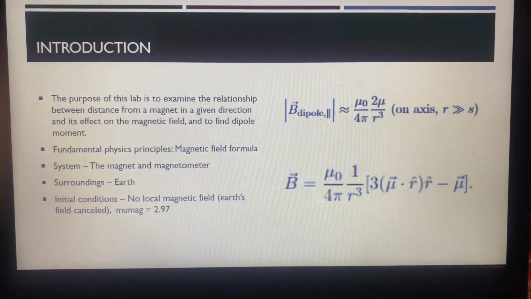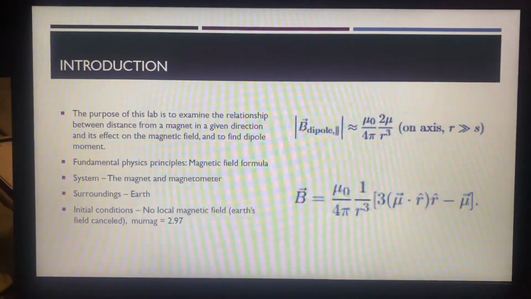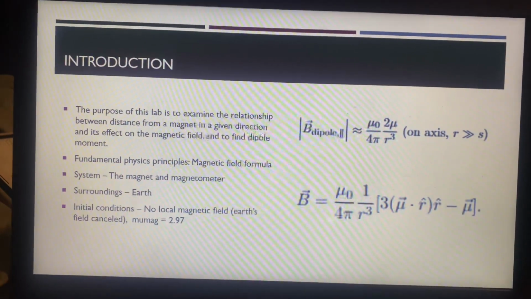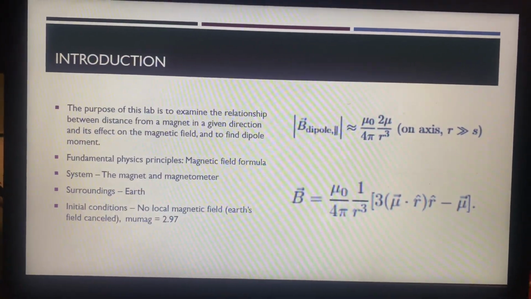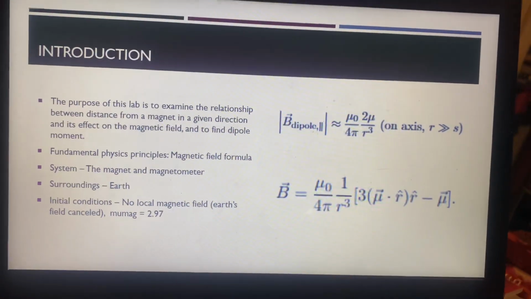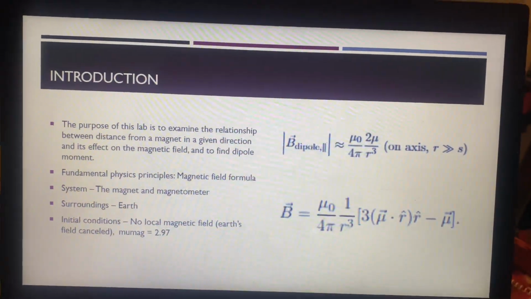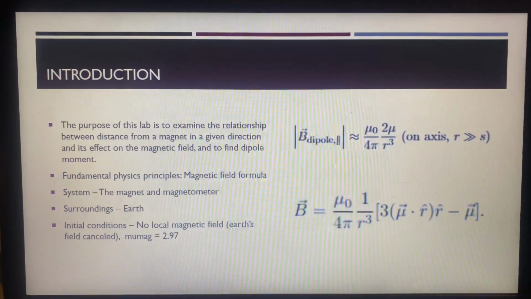And I guess the brief introduction to the results is just that the magnetic dipole moment was 2.97-ish. And also just that we were able to model it in a way that was predictive of the reality.